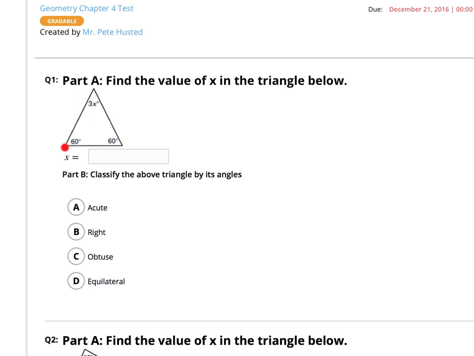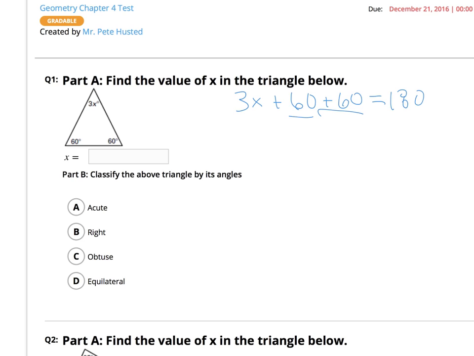Okay, 60 degrees, 60 degrees, and 3x are the three angles of the triangle. So remember there's 180 degrees, so you're going to want to go 3x plus 60, whoops, not 66, plus 60 plus 60 equals 180, and solve for x from there. Remember, you've got like terms to combine here first. Okay? Solve for x and make sure you type in your answer.